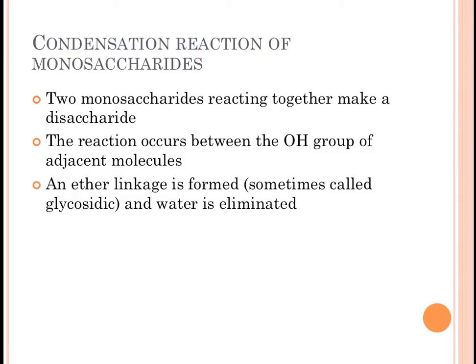Now, if we have a reaction of 2 monosaccharides, they're going to undergo a condensation reaction. The reaction is between the OH groups of the adjacent molecules, and we make an ether link. Sometimes you'll see this called a glycosidic link, but we need to know the ether functional group anyway, so you can use glycosidic, but it's safest to use ether, because all glycosidics are ethers. Glycosidic is a subgroup of ether, which is specific to carbohydrates. However, not all ethers are glycosidic. You can have an ether link in something which is not a carbohydrate.